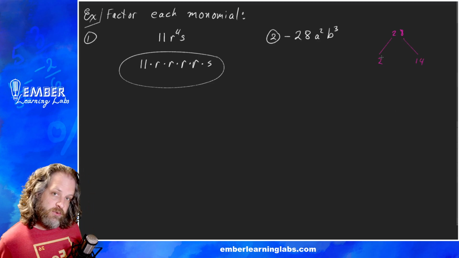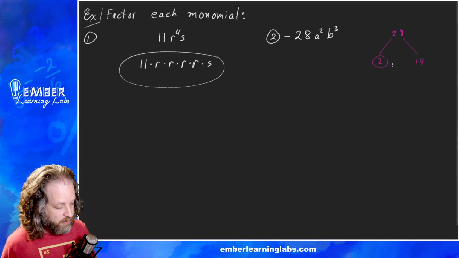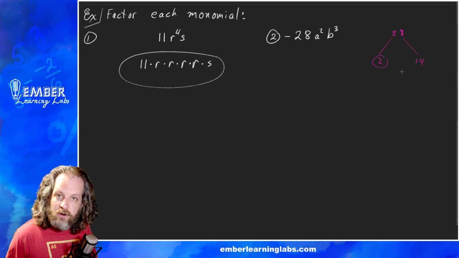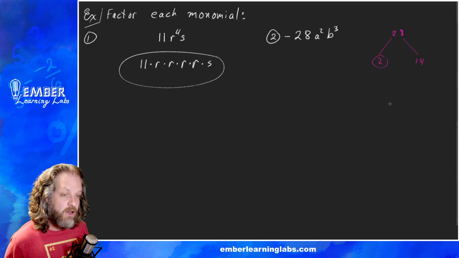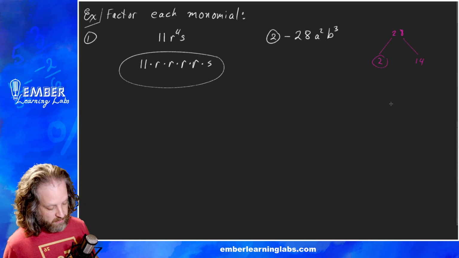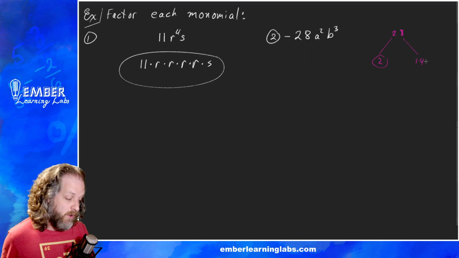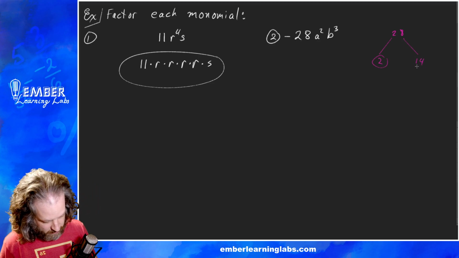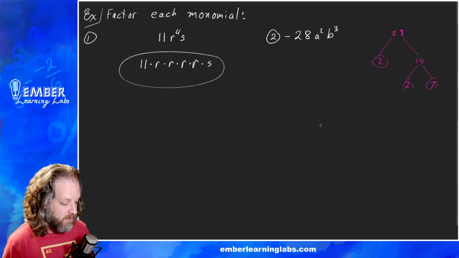Now, some teachers will teach, and this can be a great idea, that once you get down to a prime, you circle that number or underline it or something so that you know, okay, I'm done with that branch. I can move on and work on all the rest of the branches. If you want to do that, you certainly can. So you can look at 14, and again, you think, okay, it's even. So 2 and something, right? 2 times 7 gives us 14, and 2 and 7 are both prime, right?